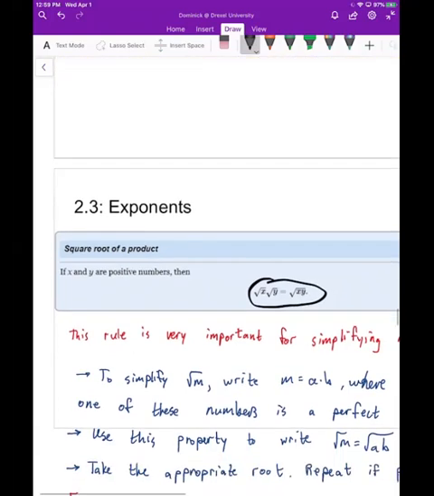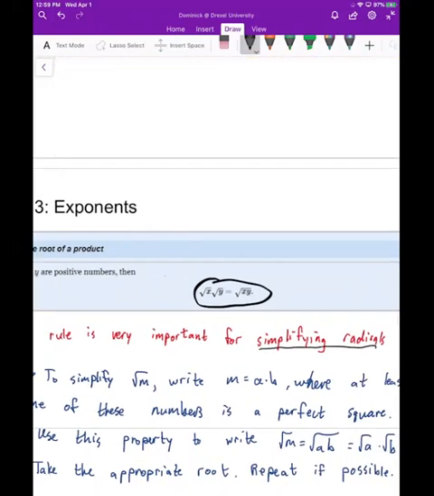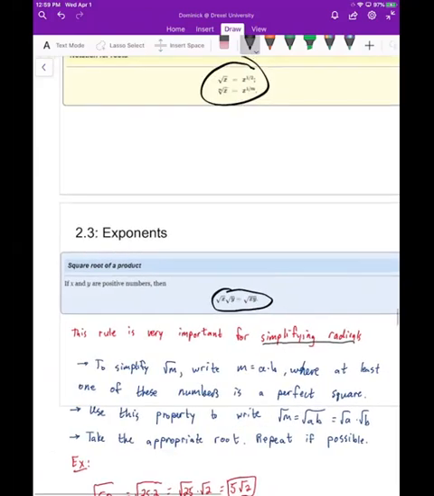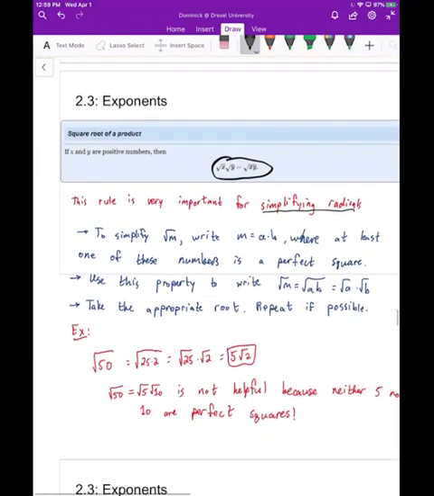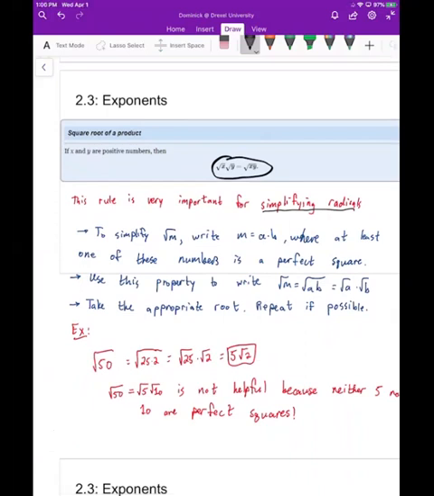Now this rule is of course very important for simplifying radicals, which we'll probably do along the way here. But I have included a quick example. For example, if you want to simplify a square root, first you want to break that number m into two numbers where at least one of these numbers is a perfect square, right? And then of course you'll write the square root of m as the square root of a times b, which by this rule you can write as the square root of a times the square root of b. Now since one of those numbers is a perfect square, you can take the square root of it. And if you can do it again, you would repeat this until you can't anymore.